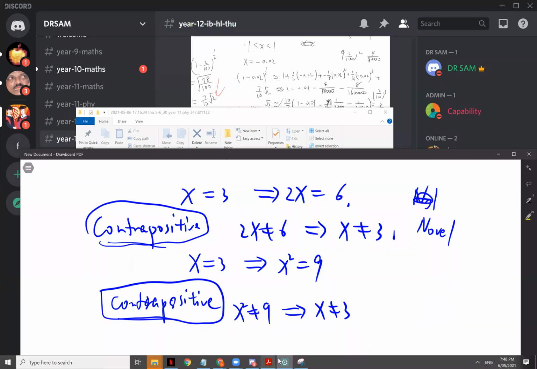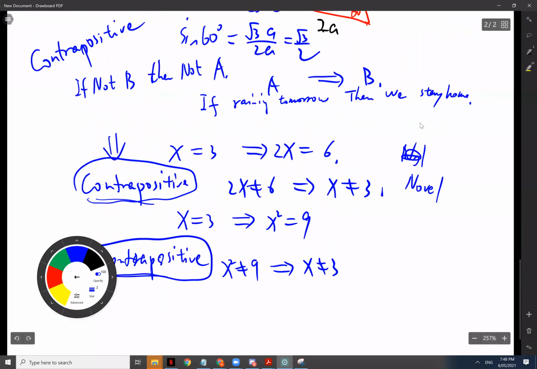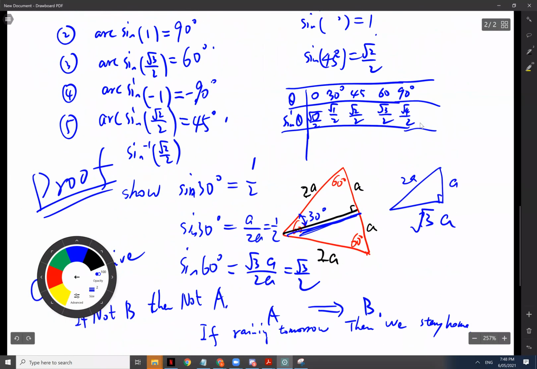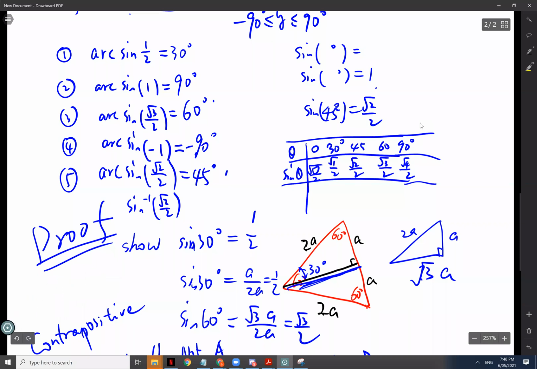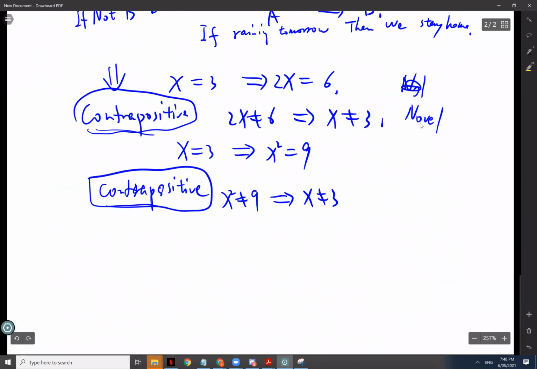Okay, we're back to trig. I just gave you a small idea about the contrapositive. The contrapositive and the original one are either right at the same time or wrong at the same time. Okay, back to here. So we just proved the sine 60, 30 values. Now it's time to double check a knowing question.